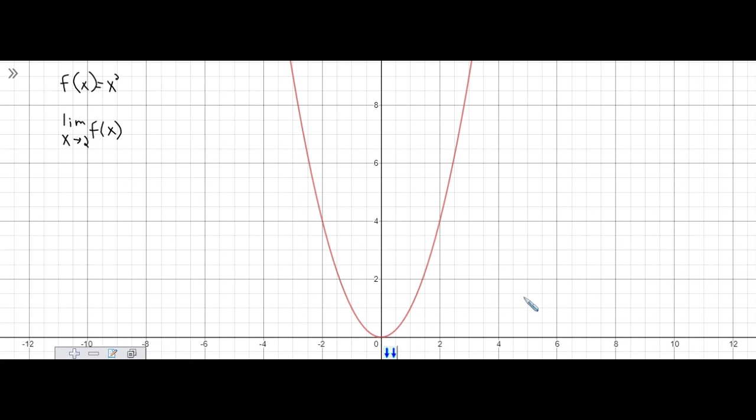Let's start with a really simple one. f of x equals x squared. And let's take the limit of f of x as x approaches 2. And now we know how to do this, right? We know that we're ultimately just going to end up plugging in 2 and squaring that and getting 4. But let's look at how to do it graphically.